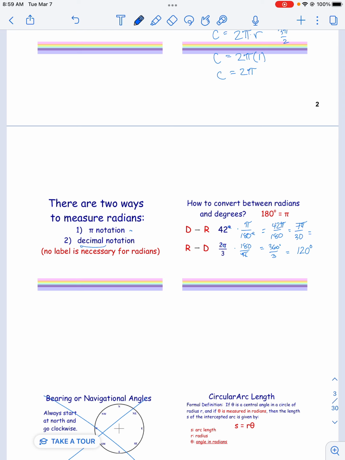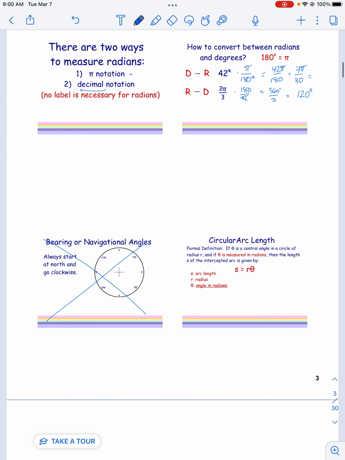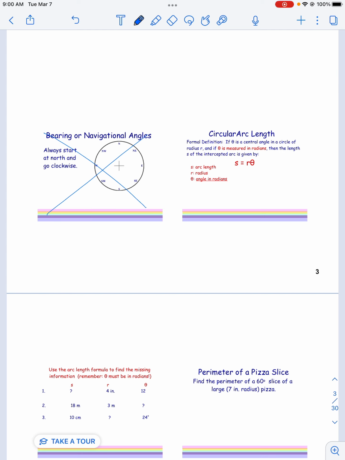So converting between radians and degrees is quite simple. You're going to multiply by that fraction of pi over 180 or 180 over pi, depending on what you're given and what you want to cancel. We're going to skip the section on bearing and navigational angles for now. That could be an aspire-to situation for you if you're curious about it.